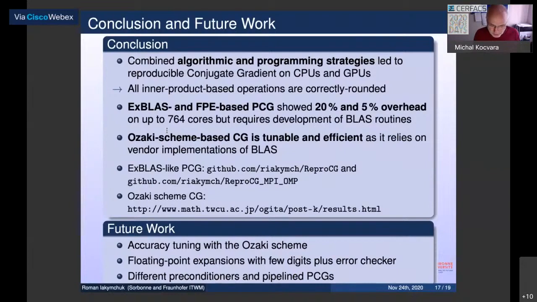Thank you for the talk. There is one question. Given the nearly order of magnitude performance difference between bfloat16 and binary32, can you leverage it for reproducibility?